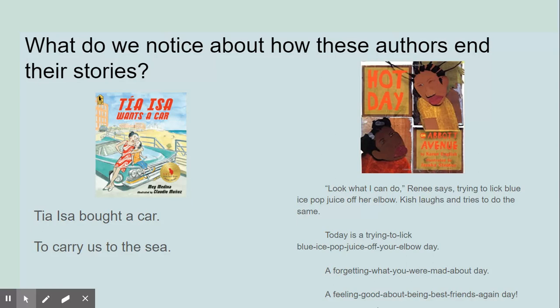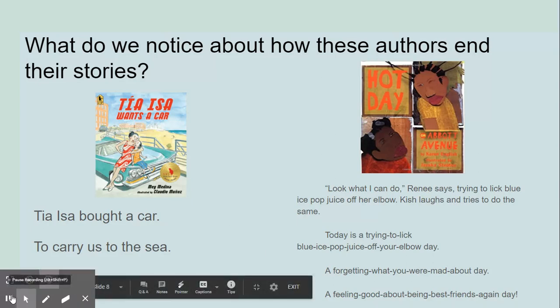And now, Hot Day on Abbott Avenue. Look what I can do, Renee says, trying to lick blue ice pop juice off her elbow. Kishi laughs and tries to do the same. Today is the trying to lick blue ice pop juice off your elbow day. A forgetting what you were mad about day. A feeling good about being best friends again day. What did these authors do? What did we notice? We're going to pause and discuss.